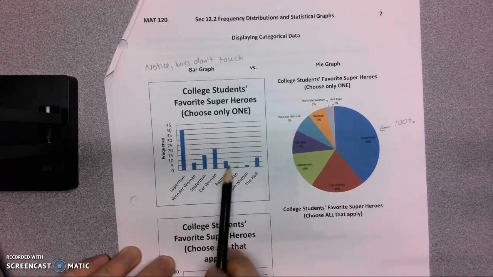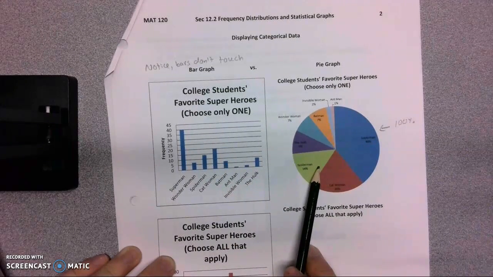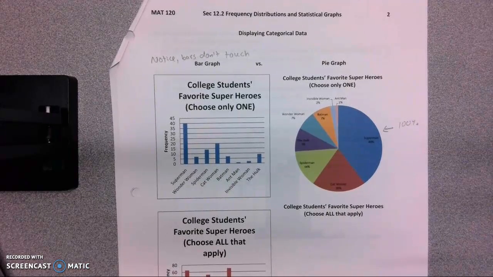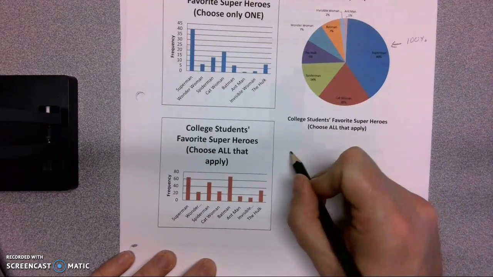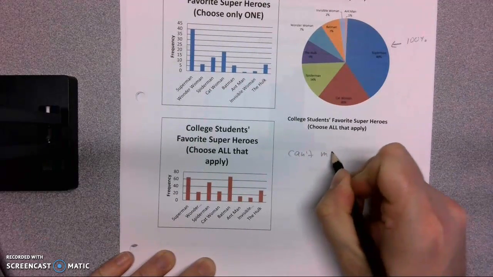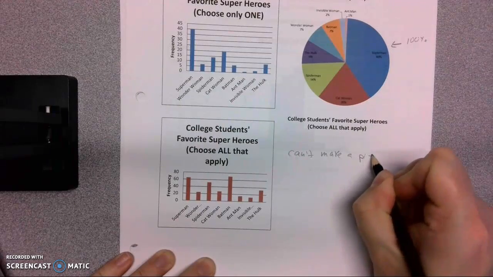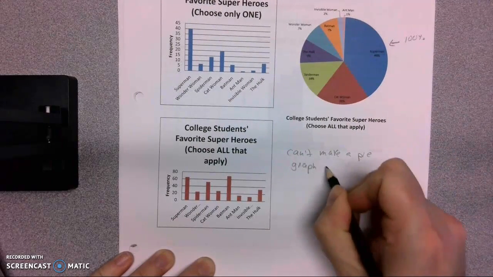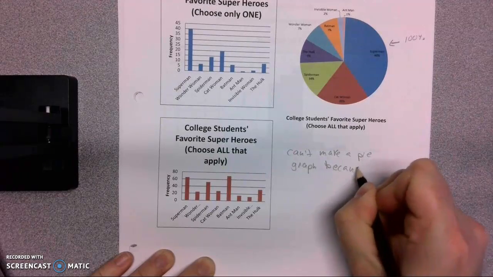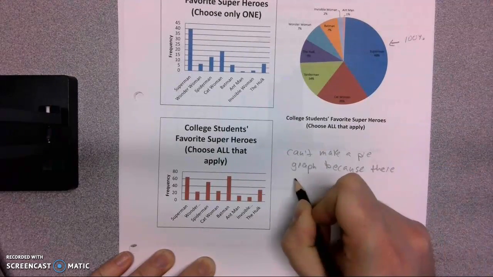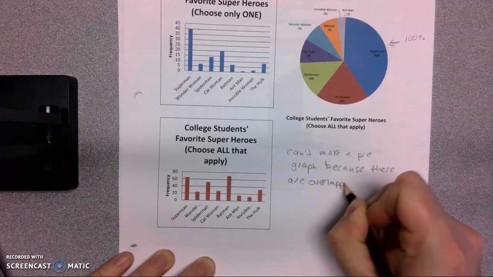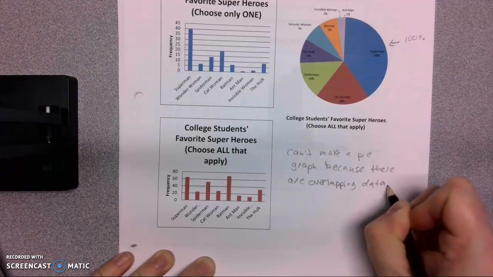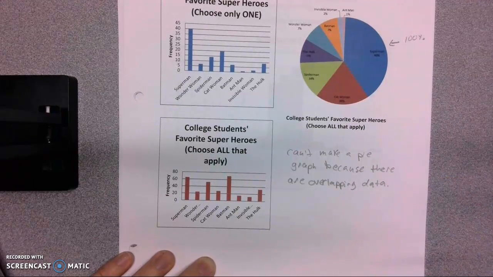For the first question, we could do either a bar graph or a pie chart, or pie graph. For the second question, with the choose all that apply, we're going to have overlap. So we can't make a pie graph because there are overlapping data.